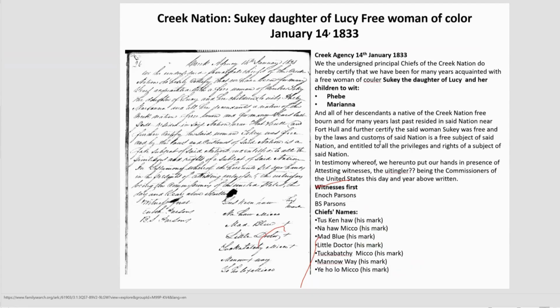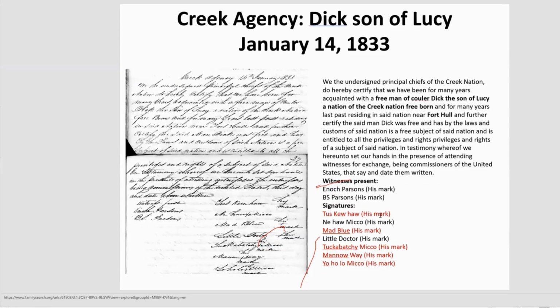Here's another record. Suki, the daughter of Lucy, and her children, Phoebe and Mariana. And they're going before the chiefs. And the chiefs are having to say, we know of her. She's the daughter of Lucy, they can be free. Here's another record in 33. Dick, the son of Lucy, for many years last past residing in said nation near Fort Hull.